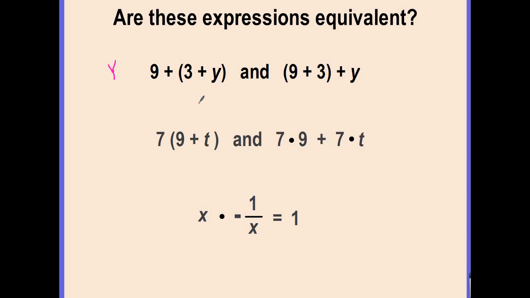If you're not sure, you can substitute a value for the variable. So I can do 9 plus the sum of 3 plus, and I'll use a 2 for y. Same thing over here. 9 plus 3 plus 2. And just do the math. Do your order of operations. 3 plus 2 is 5, and 9 plus 5 equals 14. Here, 9 plus 3 equals 12, and 12 plus 2 equals 14. So we get the same answer. So yes, these are definitely equivalent.